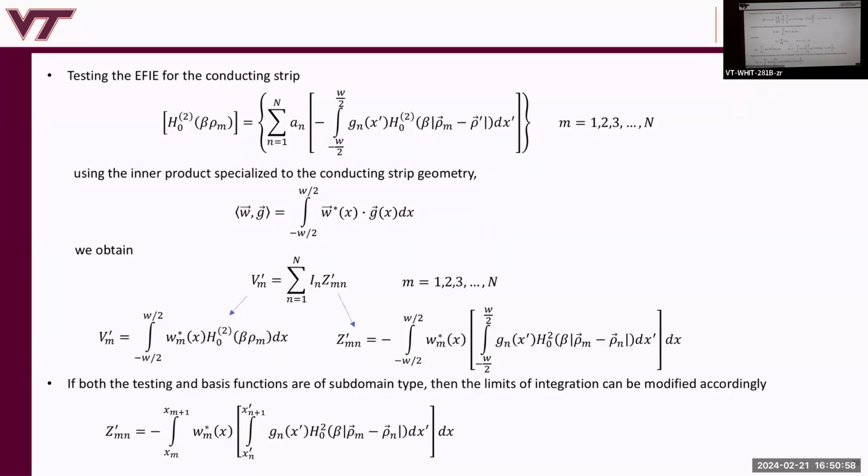So now if they're both subdomain type, these limits of integration can reduce to only where the subdomain basis and testing functions are non-zero, xm to xm plus 1 for the testing function, xn prime to xn prime plus 1 to the basis function. All right. So I'm pretty excited you guys are learning this because this is super powerful and it's super useful. And it gives you so much power in electromagnetic theory and scattering and all kinds of things, right?